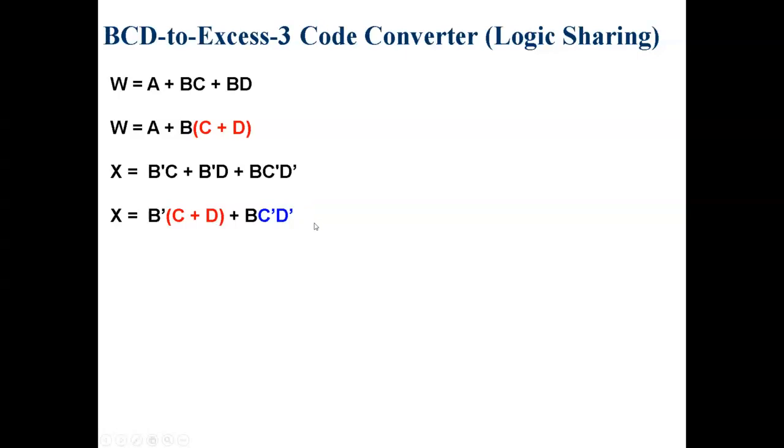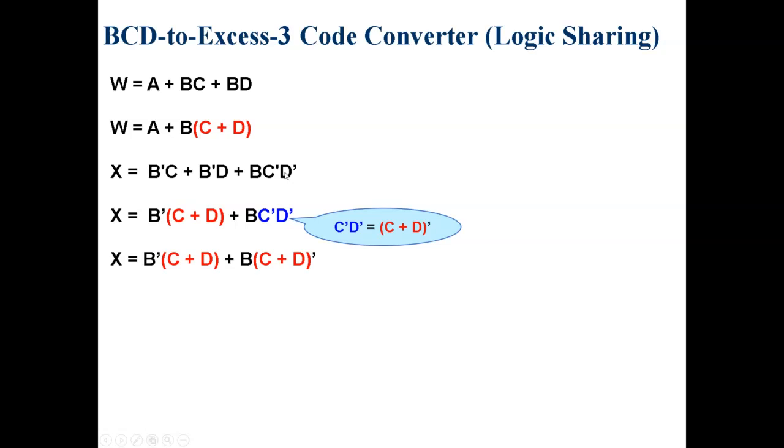Can we apply De Morgan's theorem and convert it into the form of C plus D? Yes. What should I write? B bar plus C plus D. I want to convert this expression into C plus D form. So can I write C bar D bar is equal to C plus D whole bar?